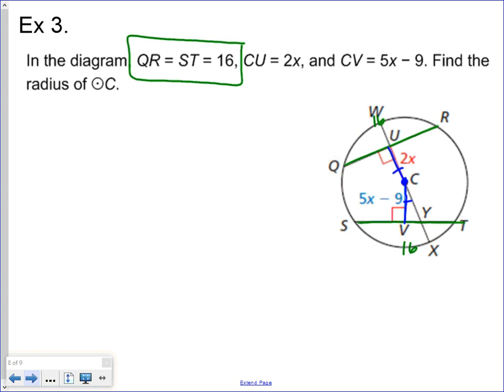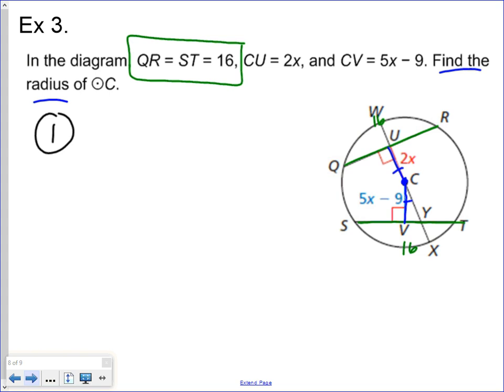Our goal here is to find the radius. Now remember, a radius, any radius, can go from the center to a point somewhere on the circle. So there's infinitely many options, but we're going to want to look for C to S, C to Q, C to R, or C to T, and you'll see why in a second. Now, we probably need to solve for x first. We're going to do this in a 3-step process, basically. Let's solve for x first.